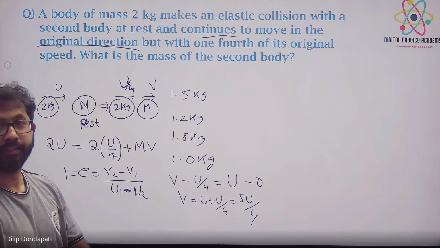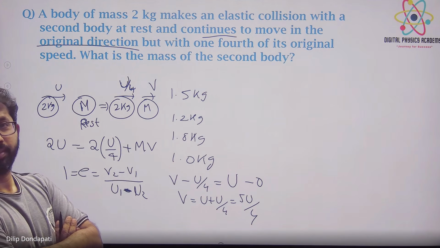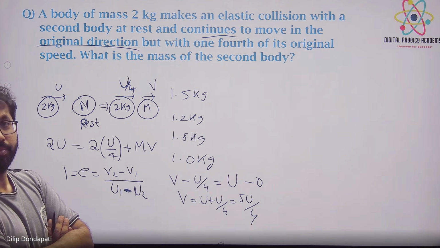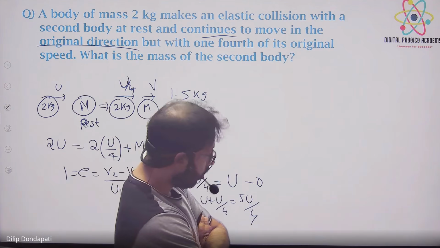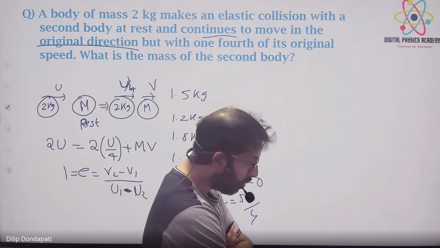So you'll get 5U by 4, and then you'll get 3 by 2 on this side. Substituting 5U by 4 in the momentum equation, M2 is equal to 3 by 2.